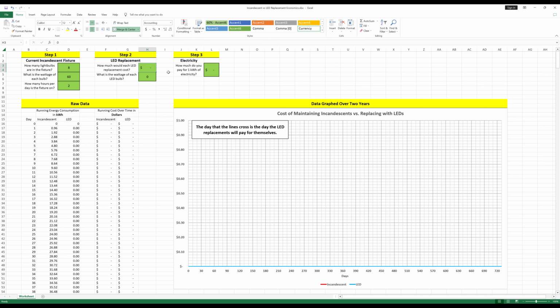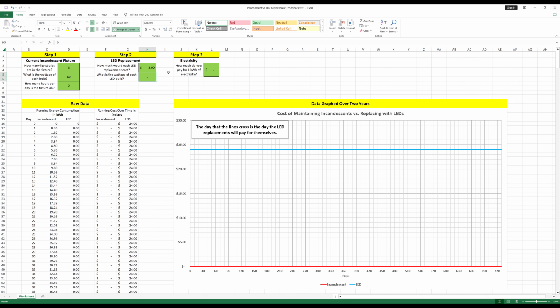Going over to the second step, let's think about a hypothetical LED replacement. How much would each LED replacement bulb cost? Well, as I mentioned before, you can get a pretty decent quality light bulb from your standard Home Depot or Sears for $3, depending on where you live. And right there you can see the money start to fill in for the LEDs, going over basically the initial investment. If you have 8 bulbs in this master bathroom and each one is $3, that's $24 in total to replace them all. And what is the wattage of each one?